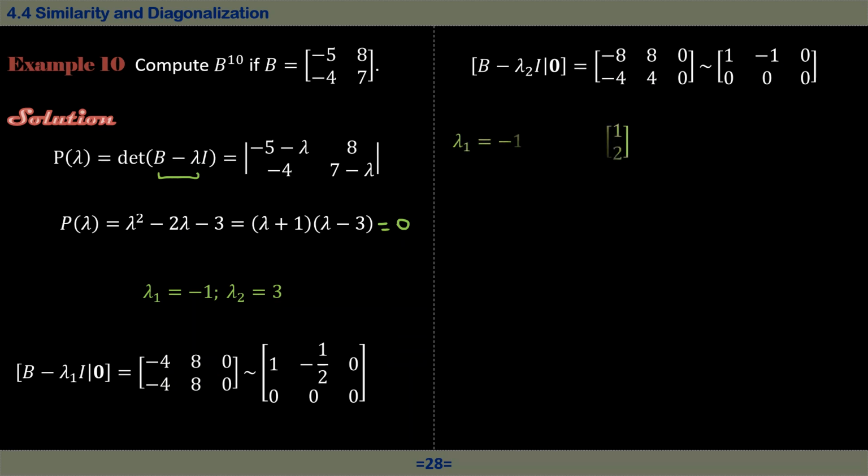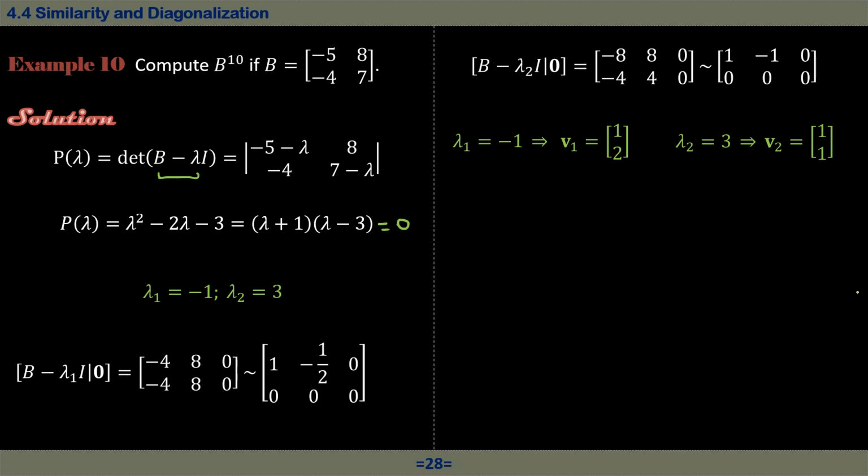So now we got the eigenvectors. One eigenvector corresponding to this eigenvalue, negative 1, is 1, 2, right? Because here we have x1 minus 1 over 2 x2 is equal to 0. That is one eigenvector. Another one is for lambda 2. Again, here we have x1 minus x2 is equal to 0. So one eigenvector corresponding to this eigenvalue is 1, 1.